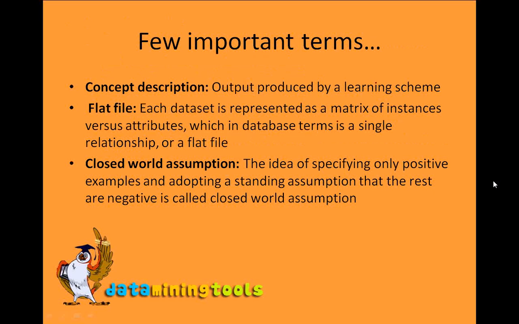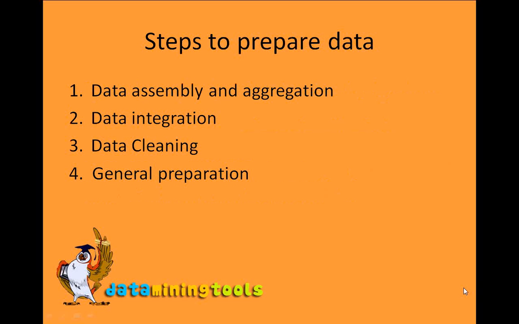Moving ahead, some important terms. The output produced by a learning scheme is called a concept description. The table that we talked about, in which we were plotting attributes against instances, is what we call a flat file. Now, according to the closed world assumption, we only specify the positive examples in a flat file and the rest of the examples are assumed to be negative. This is what we call the closed world assumption. We will be looking at an example of closed world assumption as we move ahead.